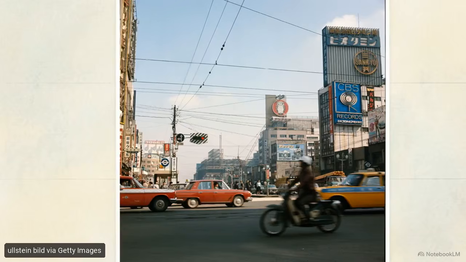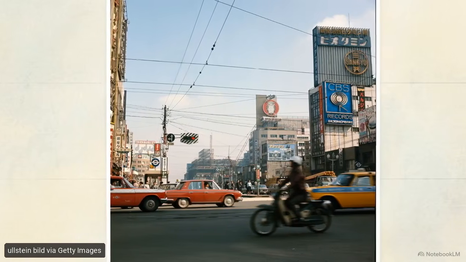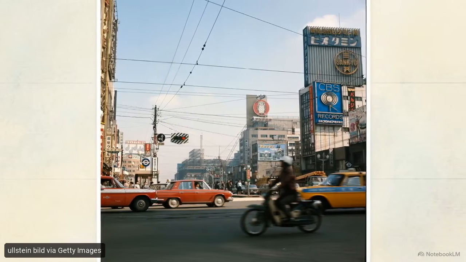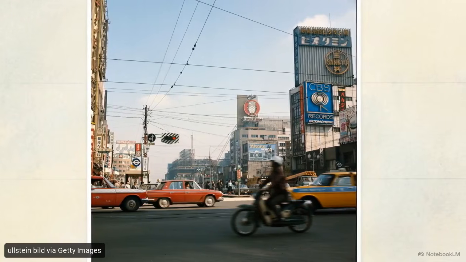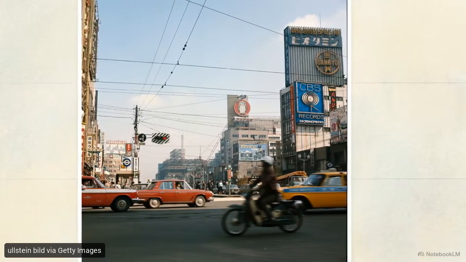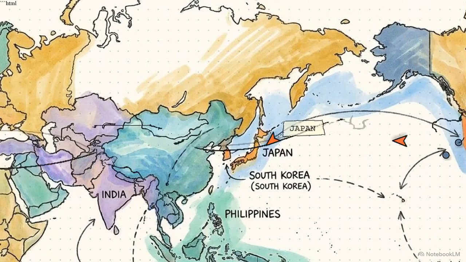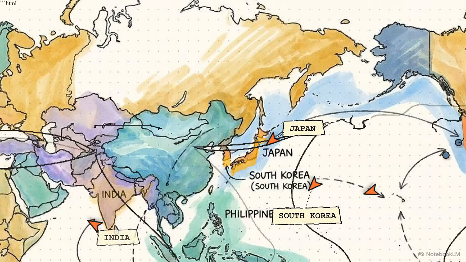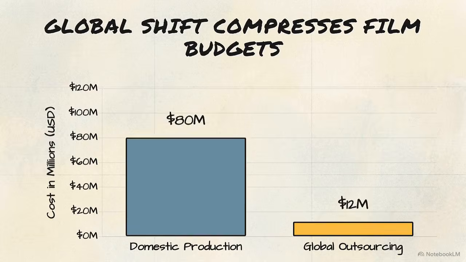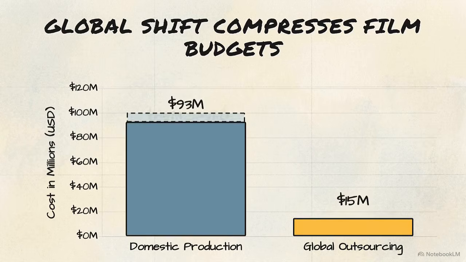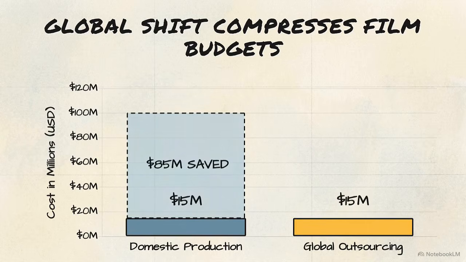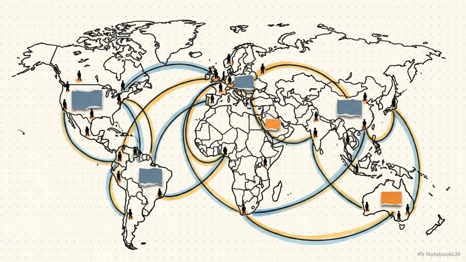To survive these labor costs, the industry adapted decades ago. American studios began shifting their animation production to overseas markets, first to Japan and eventually to South Korea, India, and the Philippines. This global shift can compress a $100 million feature film budget down to $15 million. Securing a minute of high-quality animation requires tapping into a sprawling, globally coordinated supply chain.